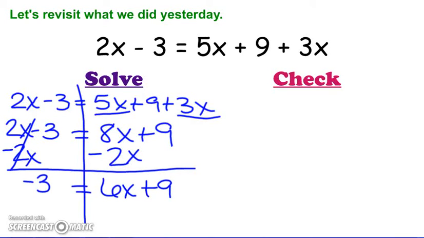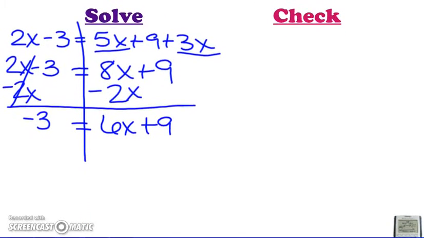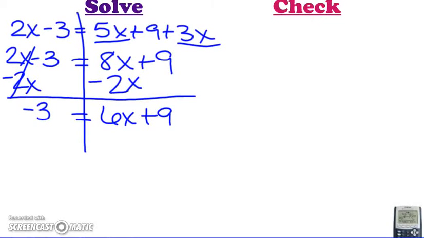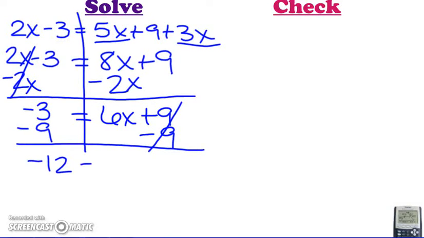I know that now 6x plus 9 is where my variable is going to stay because it's positive and I don't want to move it to the other side because if I move it to the other side it's going to be negative. So that means I know I need to move my 9. Well, what is the opposite of positive 9? What is the inverse of positive 9? It's negative 9. So minus 9 on both sides. And what does that get us? We have negative 12 equals 6x.